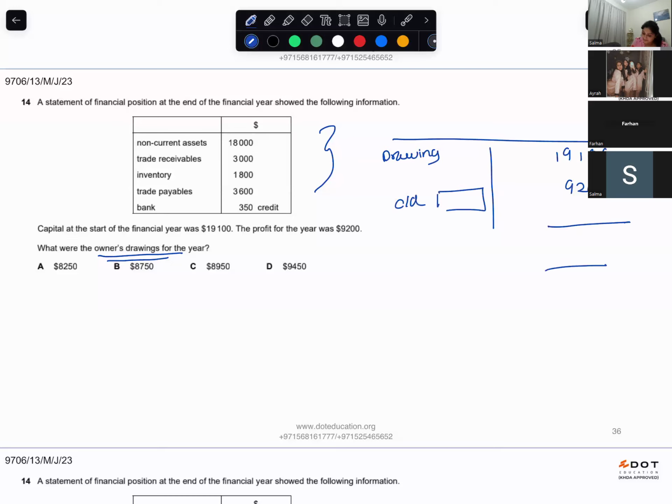We take all the debit minus all the credit. What is the capital at the end? 18,000 plus 3,000 plus 1,800 minus 3,600 minus 350. It's 18,850. What is drawings? 19,100 plus 9,200 minus 18,850. Drawings is 9,450. Option D.